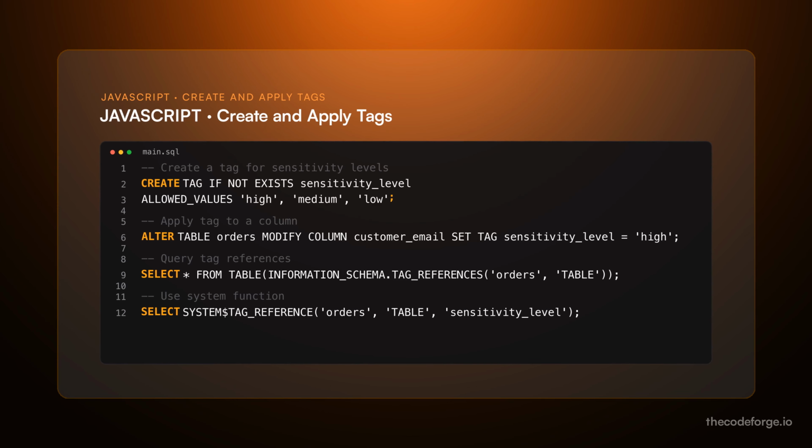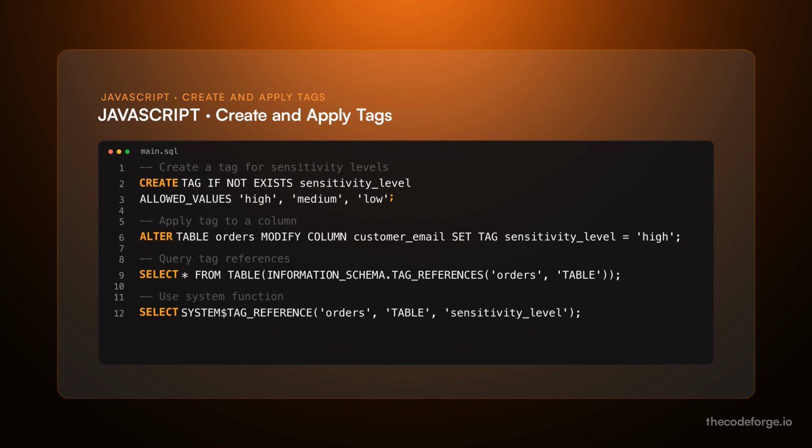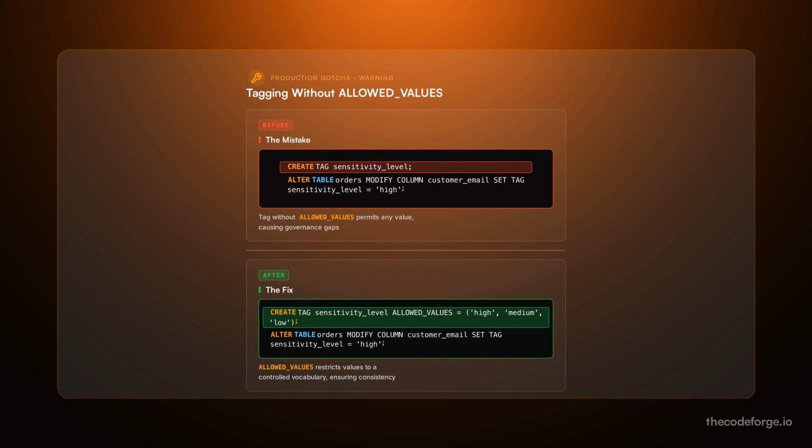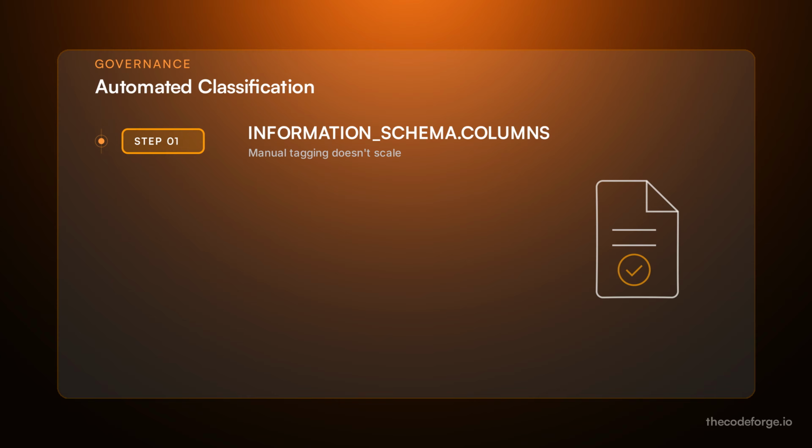Here's how to create a tag with allowed values, apply it to a column, and query tag references either via information schema or the system $tag reference function. The allowed values clause ensures only valid values are used. If you create a tag without allowed values, any value can be used, causing inconsistent tagging and governance gaps. The fix adds allowed values equals high, medium, low, restricting values to a controlled vocabulary that ensures every tag assignment is valid.